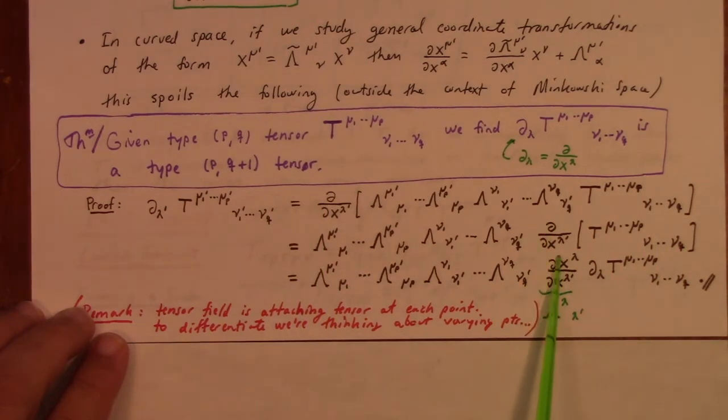The chain rule says that differentiation with respect to x lambda prime is equal to differentiation of x lambda with respect to x lambda prime summed over the x lambda, like that, right? And then, we also know that by the previous discussion on this page, partial lambda prime is nothing more than the Lorentz transformation, lambda prime, like so. And as such, I have exactly what I need to satisfy the necessary transformation law on this symbol to be a type P, Q plus 1 tensor.